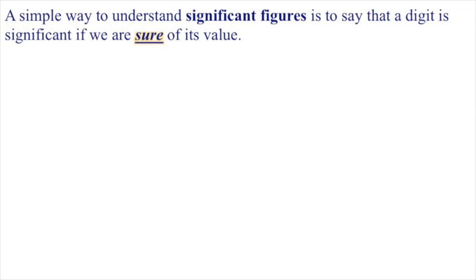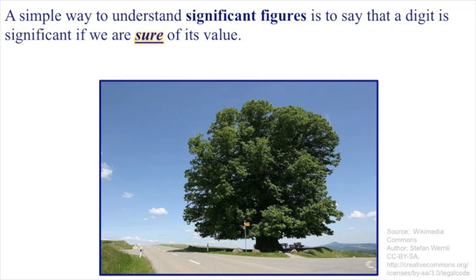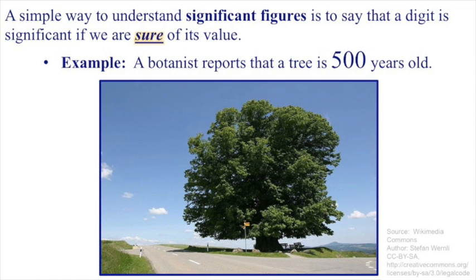A simple way to understand significant figures is to say that a digit is significant if we are sure of its value. Let's consider an example of an old tree. Let's say a botanist reports that a tree is 500 years old. If we actually know that this value is precise to plus or minus 1 month, that means that all the digits in the number are indeed known and the number has 3 significant figures, the 5 and both zeros.